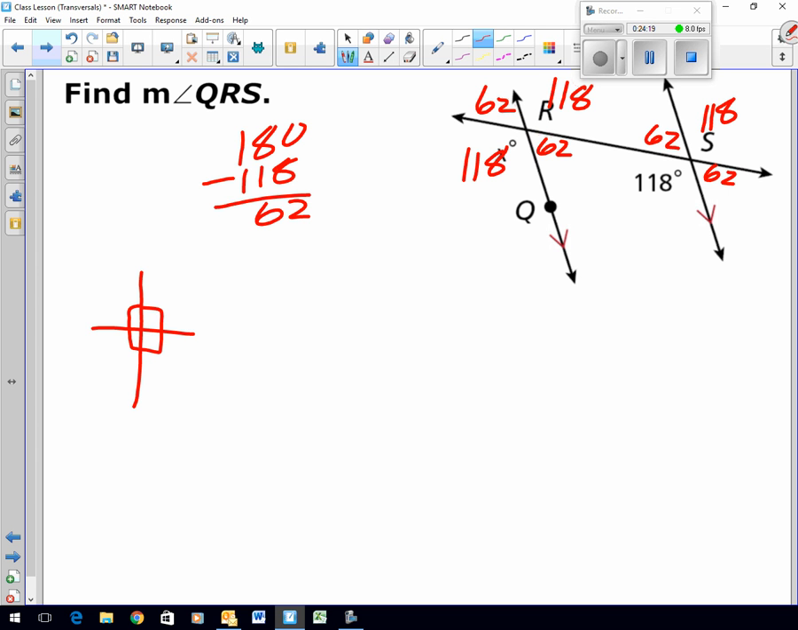Putting all of this into a problem is not going to take you a long time. All right, now look at the question. QRS. How much is it? It's talking about that angle right there, which is 62 degrees. If it's 90 with everything.